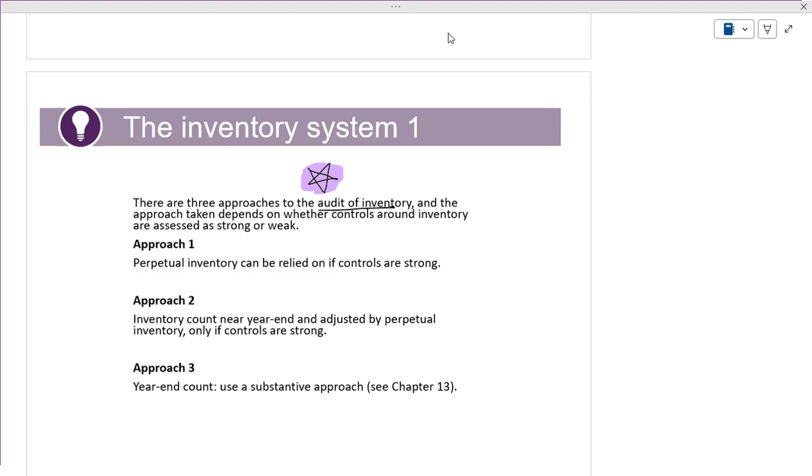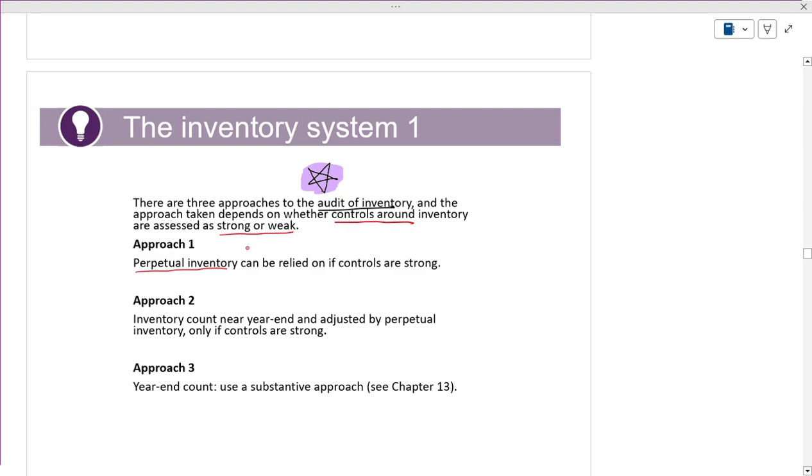Inventory, cash: these are all important. But if you do 5 question papers, in 3 of them inventory will be there. That is what I am saying. There are 3 approaches to audit the inventory. The approach taken depends on whether controls around inventory are strong or weak. What are they? Perpetual inventory.